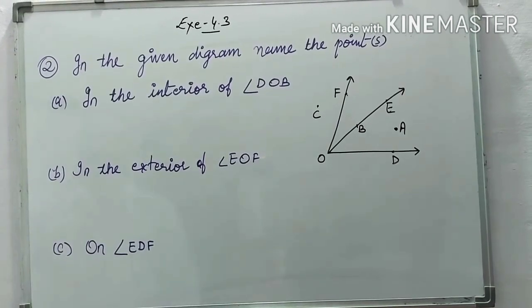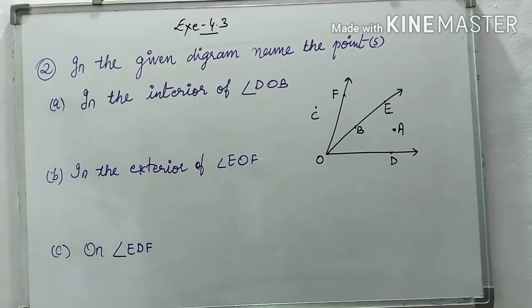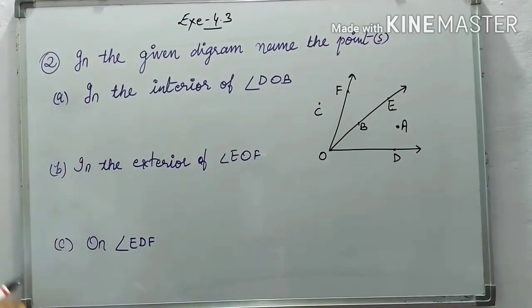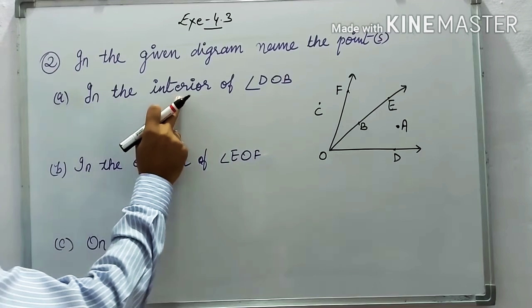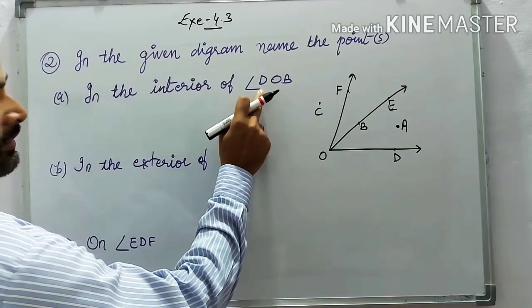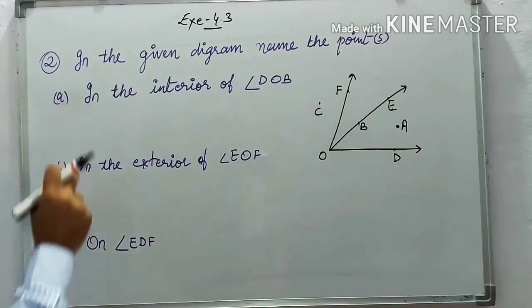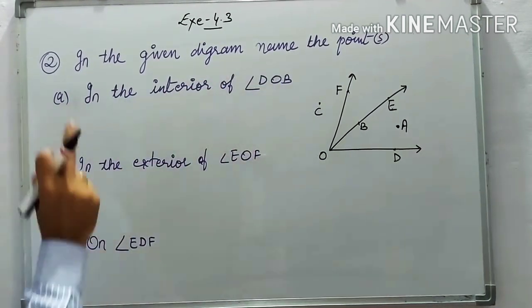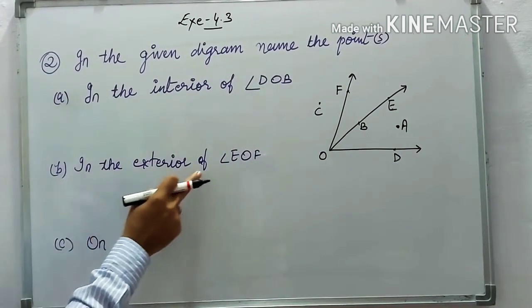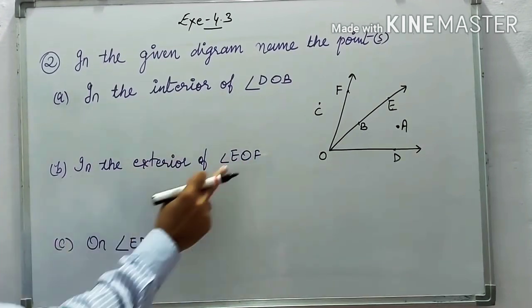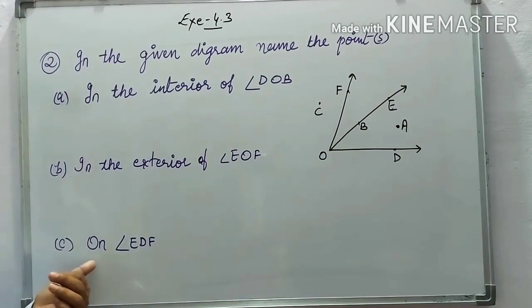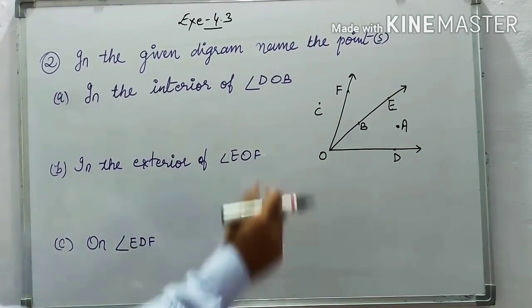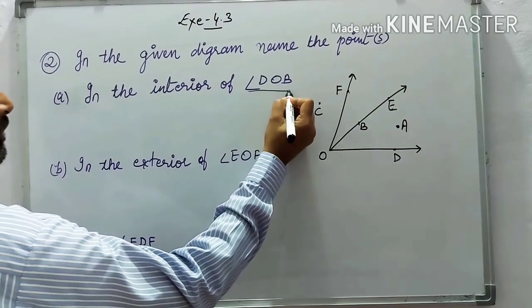Now the second question. In the given diagram, these are the names of the points. There are three questions. In the interior of angle DOB, which point is in the interior part of angle DOB; which point is in the exterior part of angle EOF; and last, which points are on angle EOF. So first is angle DOB.